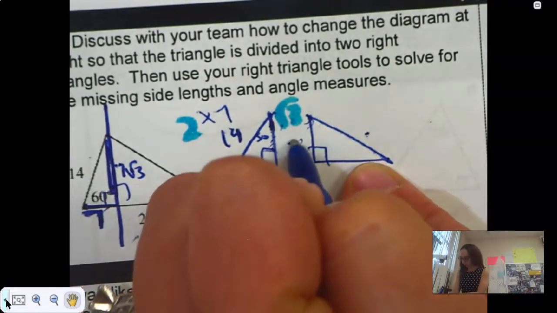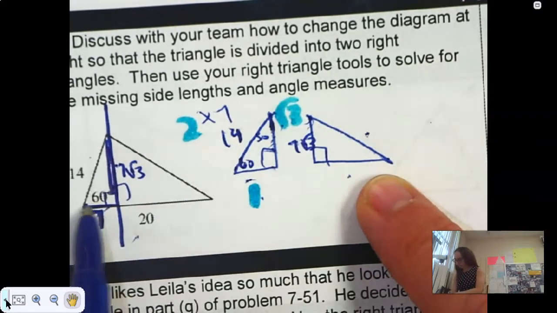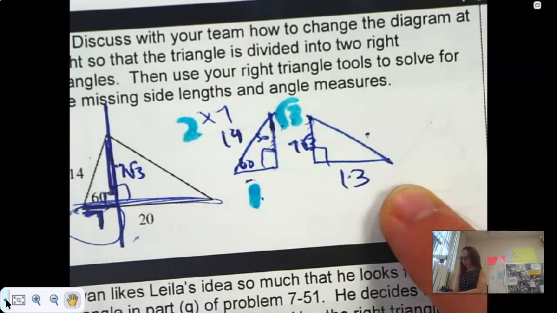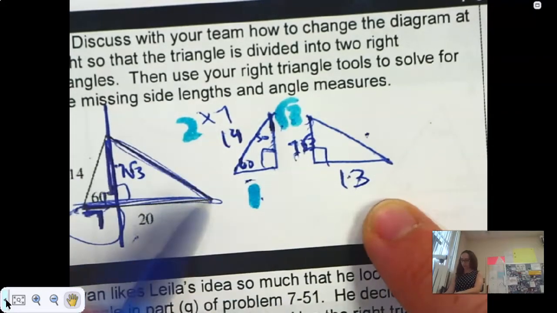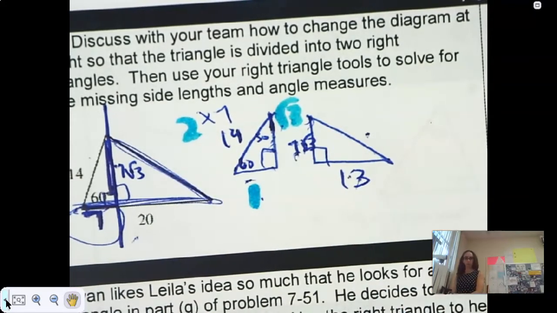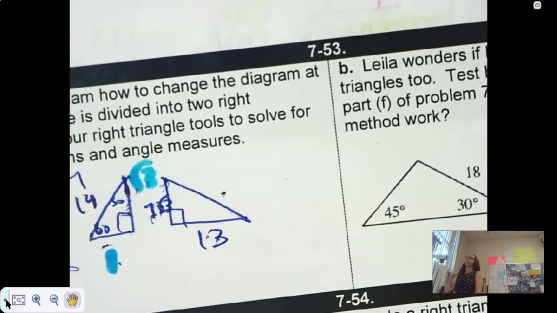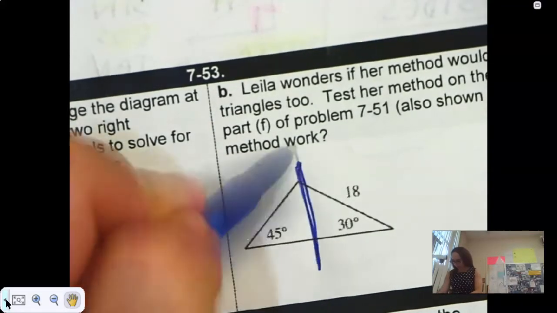over here, take this 7 rad 3, and if this whole thing is 20, and that is 7, that's 13, and then you could use the Pythagorean theorem to find that length. Okay? Now, you can do all that stuff, but what they're going to say is, okay, there's got to be an easier way. So let's say I wanted to cut this one in half.